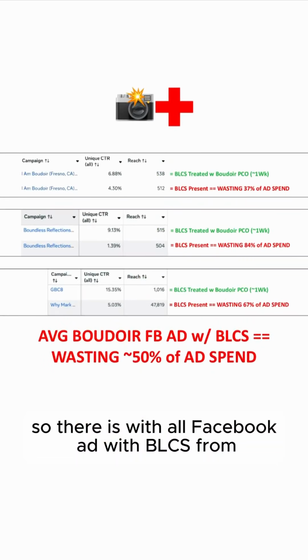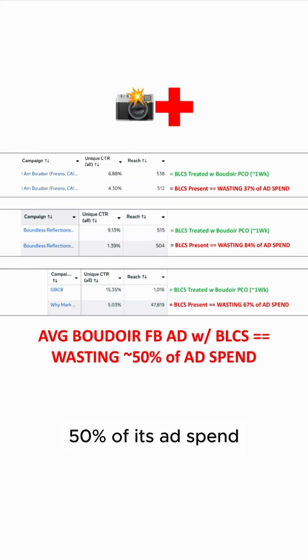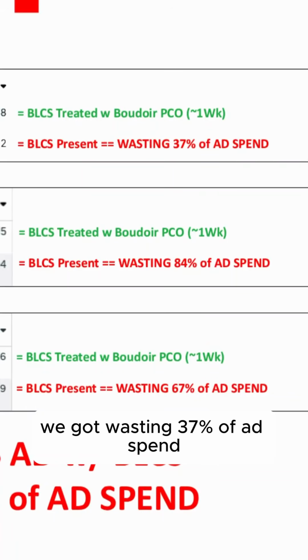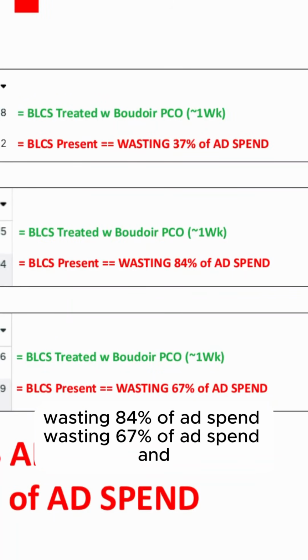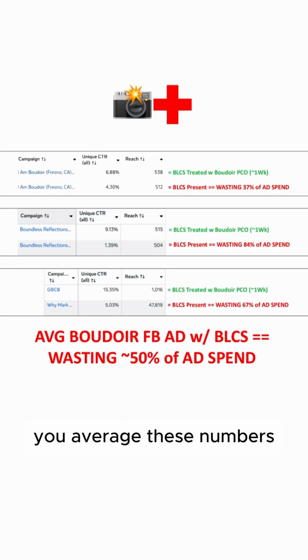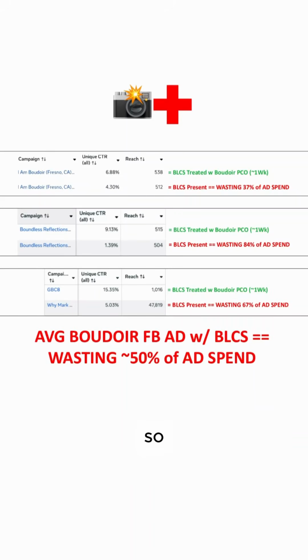So the average Boudoir Facebook ad with BLCS, from what I've seen, is wasting about 50% of its ad spend. Look at these numbers here. We've got wasting 37% of ad spend, wasting 84% of ad spend, wasting 67% of ad spend. And when you average these numbers, it's going to average between 50 to 60%.